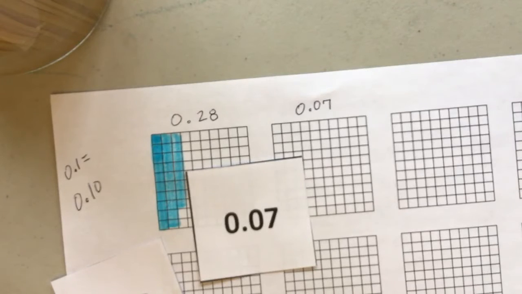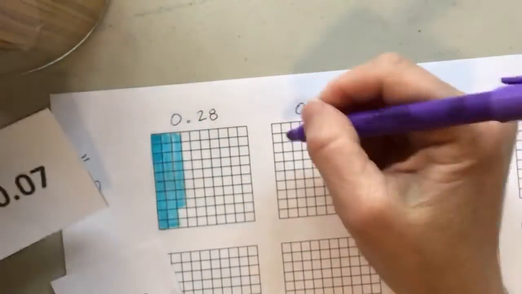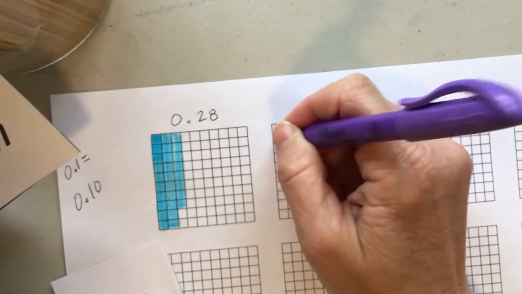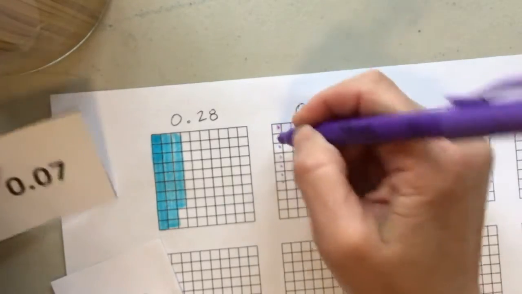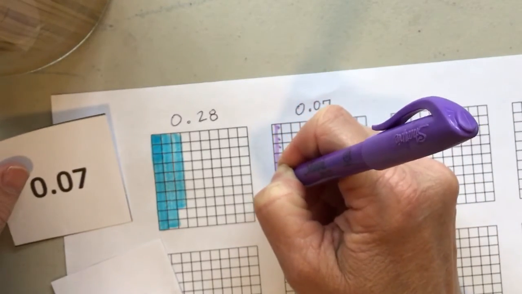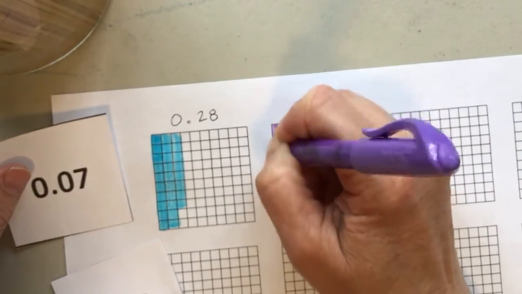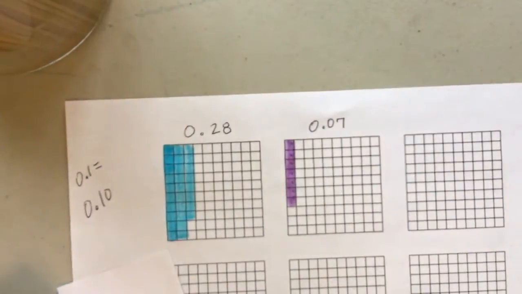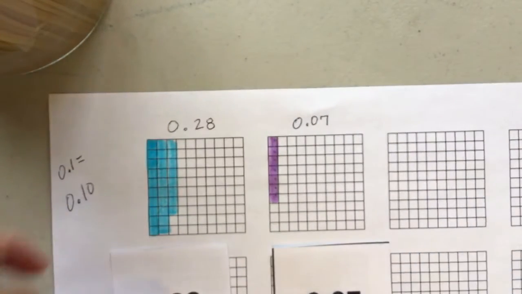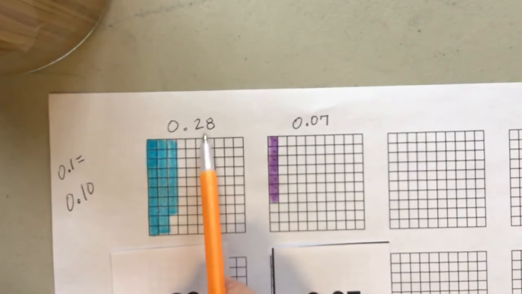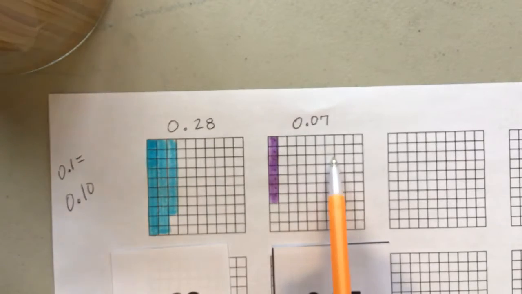7/100ths. I'm going to pick another color. Let's go with like a purple. We're going to color in 7 of these. 1, 2, 3, 4, 5, 6, 7. All right. And this would be 7/100ths. All right, and as you can see, most definitely 28/100ths is greater than 7/100ths.